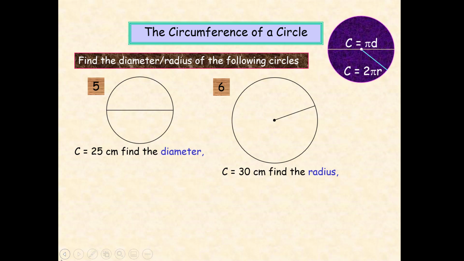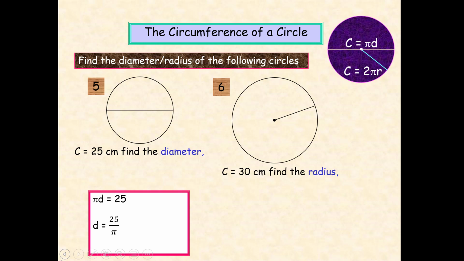But what if the circumference is given and we have to find the diameter? Always start with your formula. We know pi times the diameter is equal to 25. We divide by pi on both sides, so the diameter is 8,0 centimeter rounded to 1 decimal place.